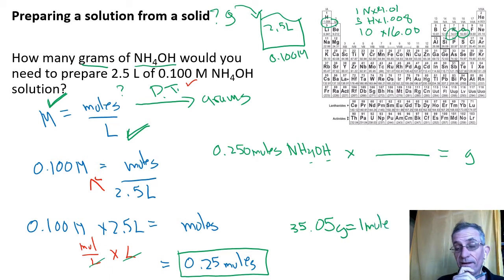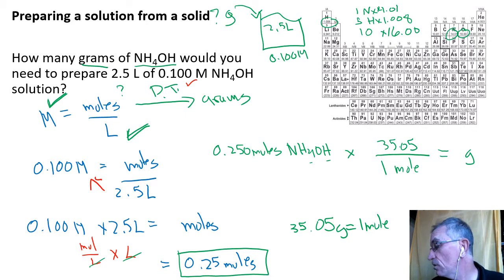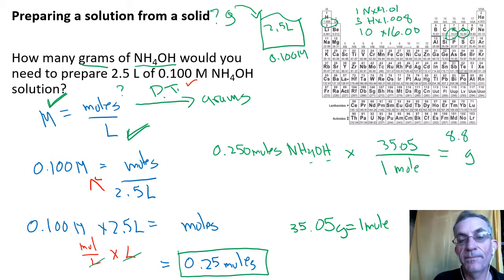So if you look at where we are, we figured out a minute ago we need 0.25 moles of ammonium hydroxide. If you're trying to go to grams, your conversion factor is 35, and the way it should work is you put the 1 mole on the bottom and the 35 on top. So you need 8.8 grams of ammonium hydroxide.